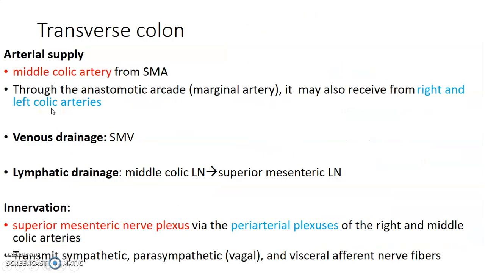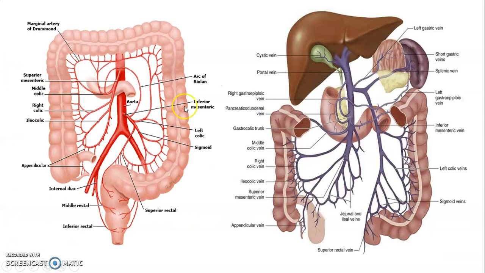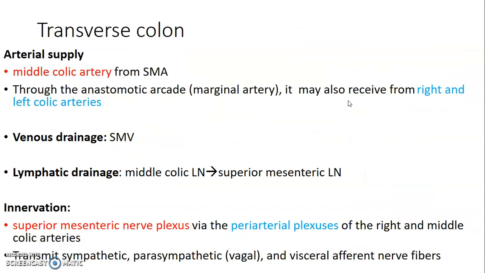So what is the lymphatic drainage of the transverse colon? The venous drainage is by superior mesenteric vein, because middle colic artery will correspond with middle colic vein, and this middle colic vein gets to superior mesenteric vein that will be joined by splenic vein to form the portal vein that enters the liver through the porta hepatis.